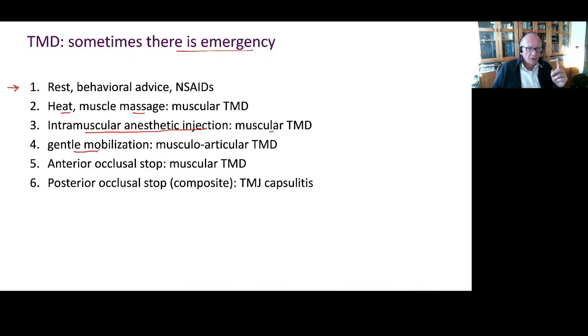Even in acute phase, the mandible must be mobilized gently, but we need moves. Move, decrease inflammation. Gentle movement, decrease inflammation. Sometimes anterior occlusal stop, most often for muscular TMD, and sometimes posterior occlusal stop by bonding composite for TMJ capsulitis.